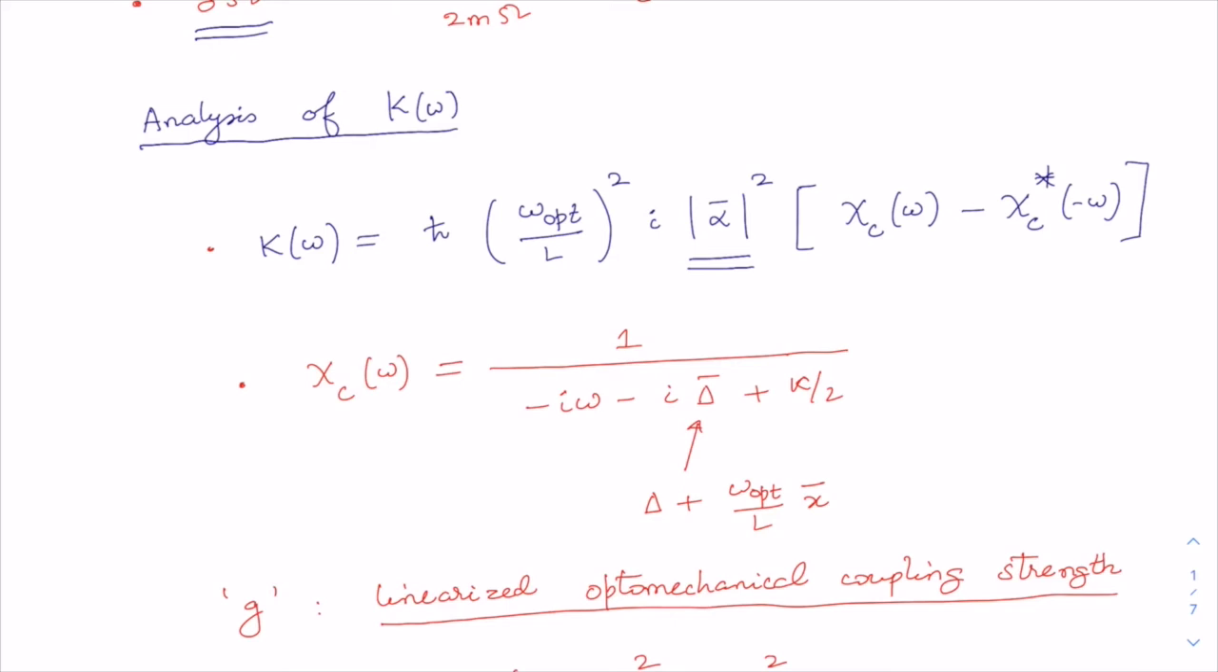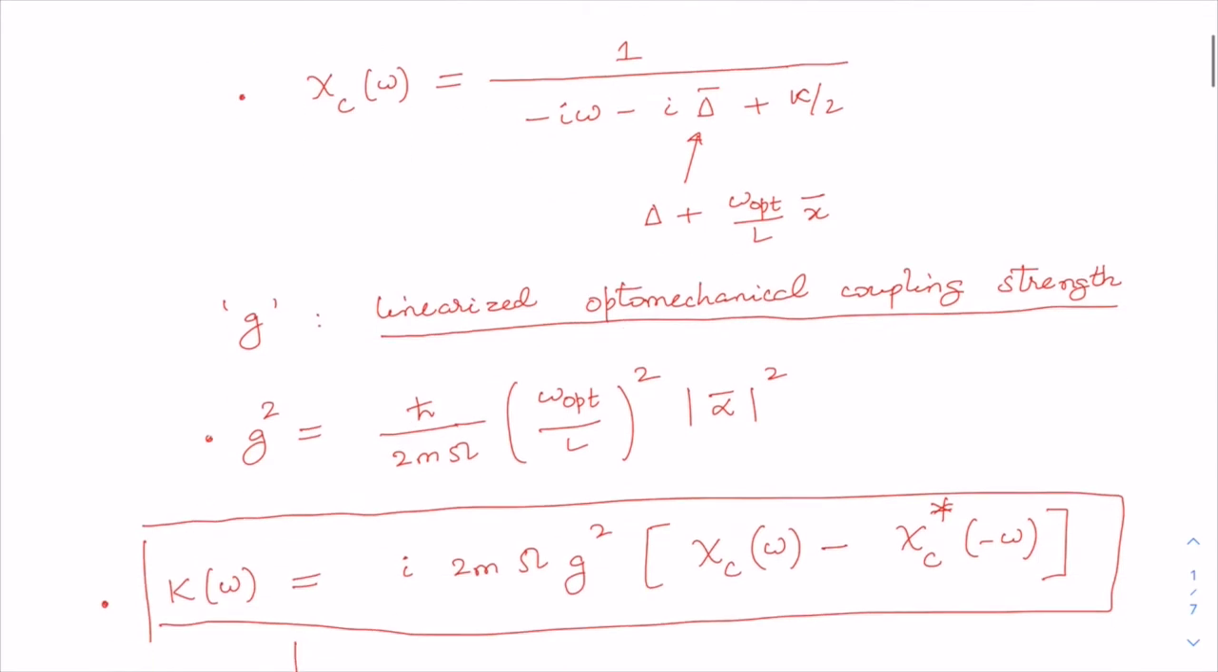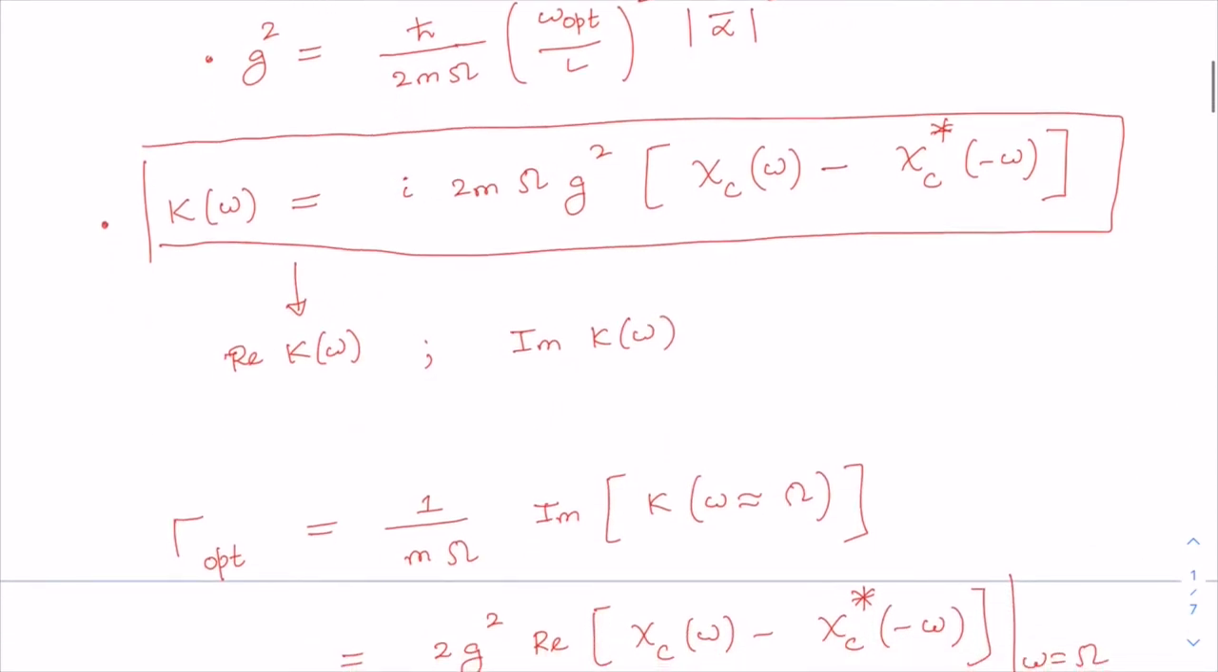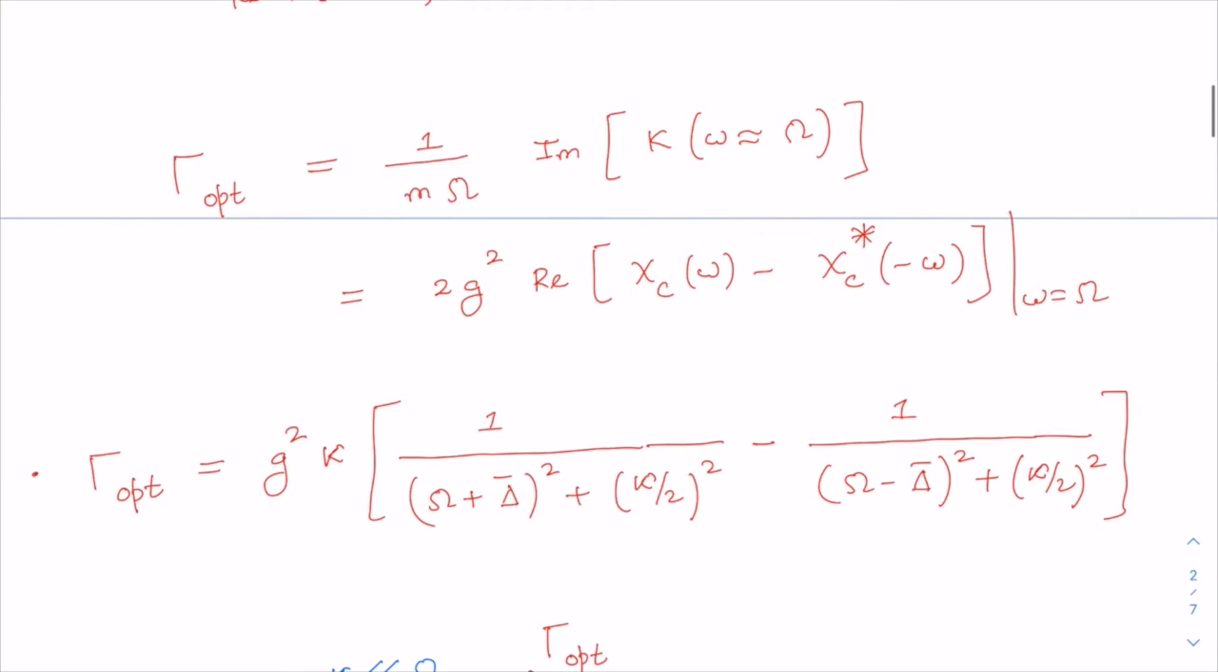Because we know the expression for the susceptibility, and by also simplifying the notation by introducing a parameter called Z, that is the linearized optomechanical coupling strength, we can easily work out the explicit expression for k of omega, and from there we can find out the real part as well as the imaginary part. So when we analyze it, this expression can be worked out.